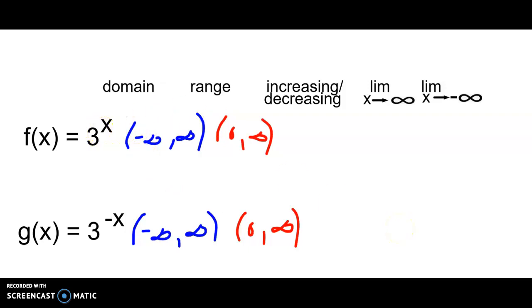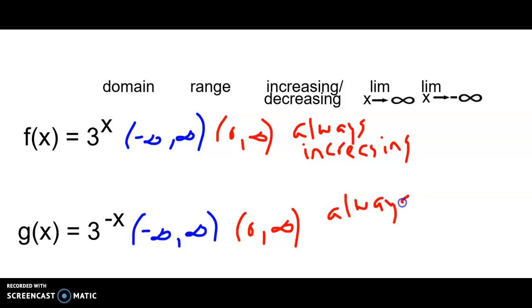Okay, and as we said, y equals 3 to the x is always increasing. There's no spot where y equals 3 to the x becomes decreasing. In contrast, y equals 3 to the negative x is always, sorry about my writing, always decreasing. I don't have my pen. I lost it. Always increasing, always decreasing.